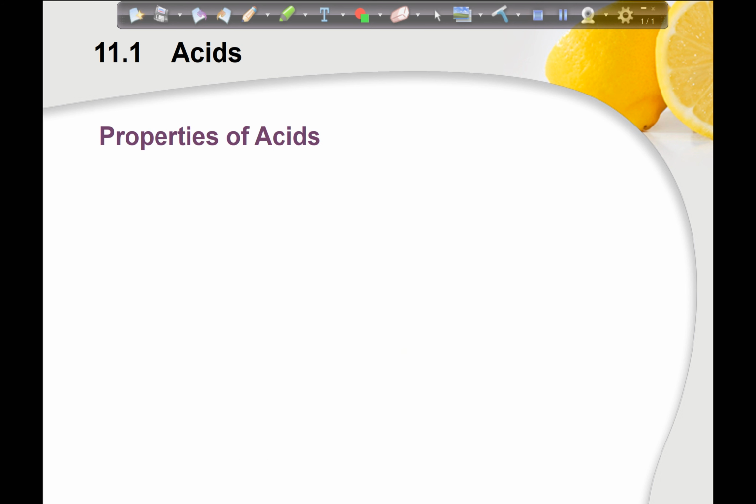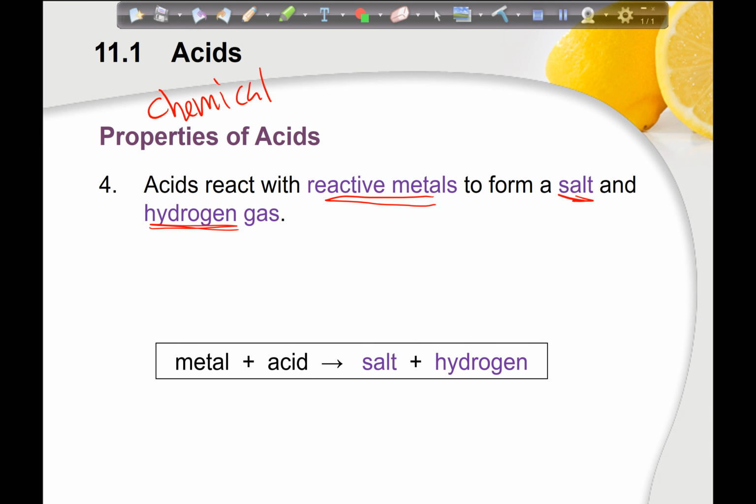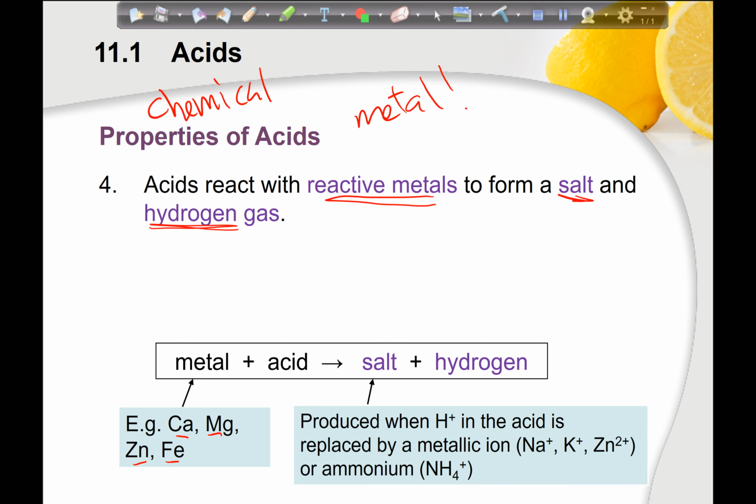Alright, now moving on, I'm not going to touch on the physical properties, but rather I want to focus more on the chemical properties of acids. So, first thing, acid reacts with reactive metals to give you a salt and hydrogen gas. Have we learned anything like this before? Yes, actually it's nothing new. We have learned it in the chapters on metals. Examples of a metal will be calcium, magnesium, zinc or iron. They react with acid to give you a salt and hydrogen gas.